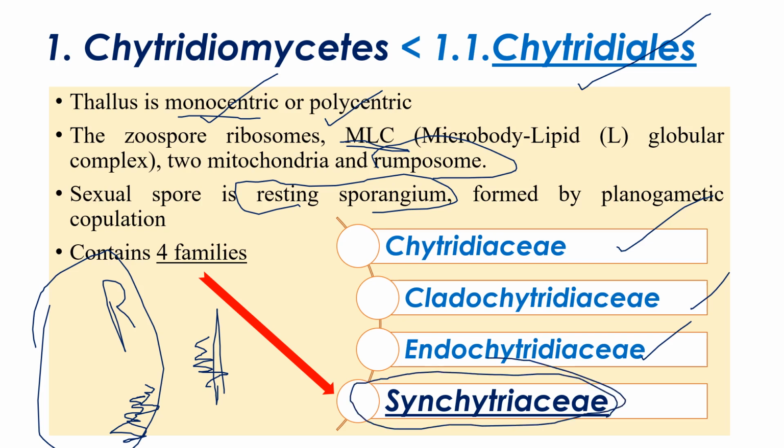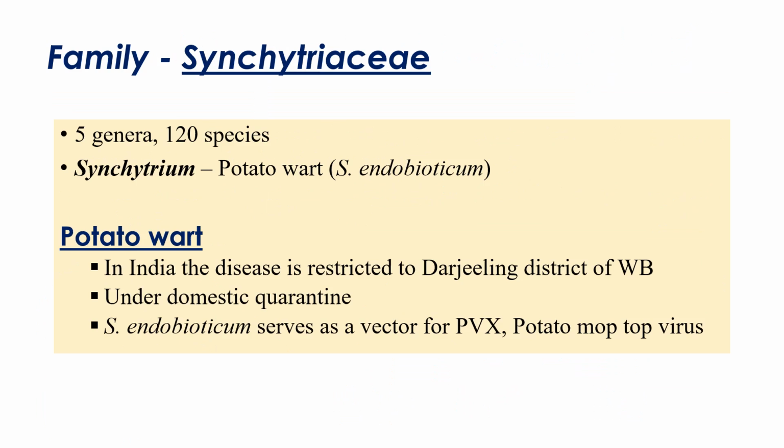Now we are going to discuss only Synchytriaceae, a very, very important one. The Synchytriaceae consists of 5 different genera and 120 species. Among all of these, one important genus is Synchytrium, which causes a disease called potato wart. Potato wart is caused by Synchytrium endobioticum. Now we'll see something in detail about this potato wart.